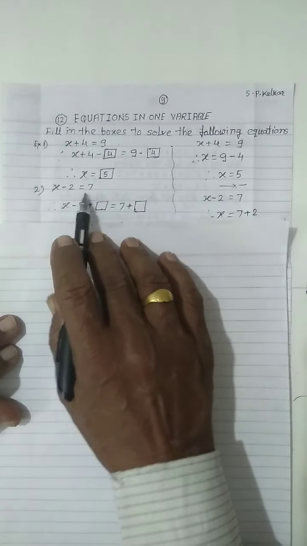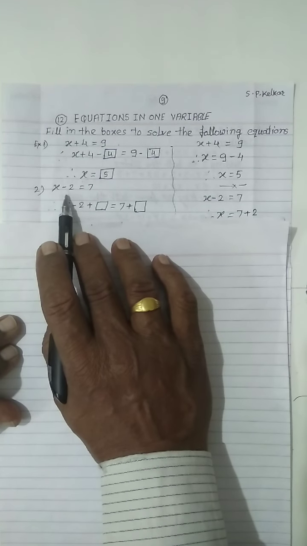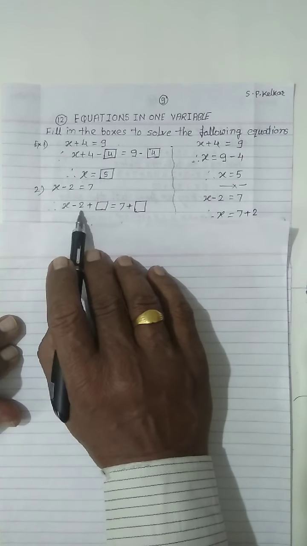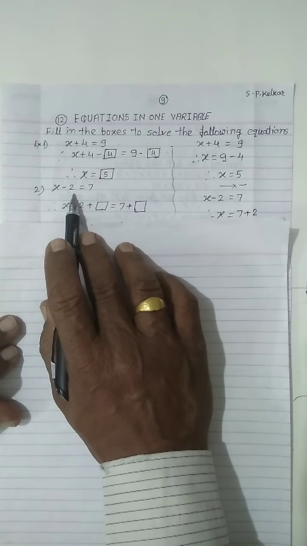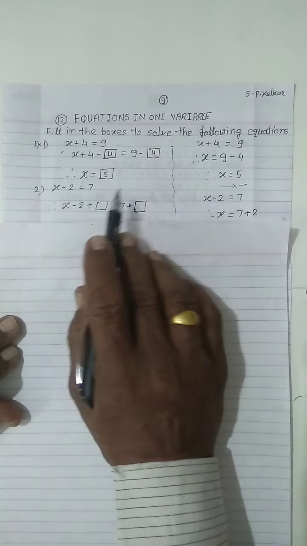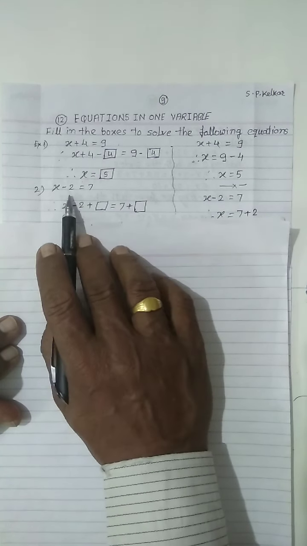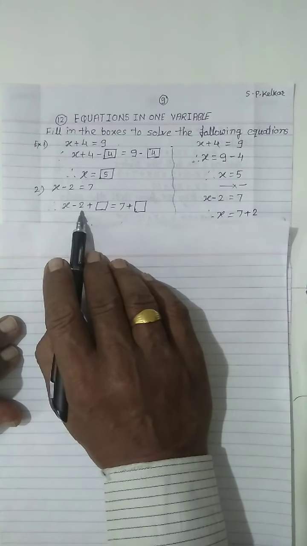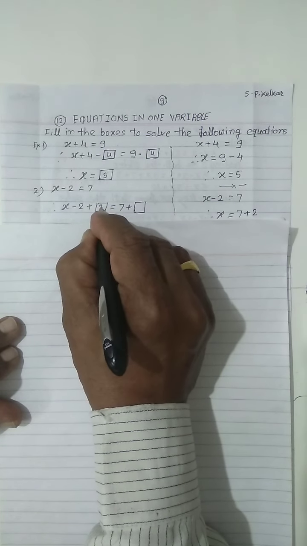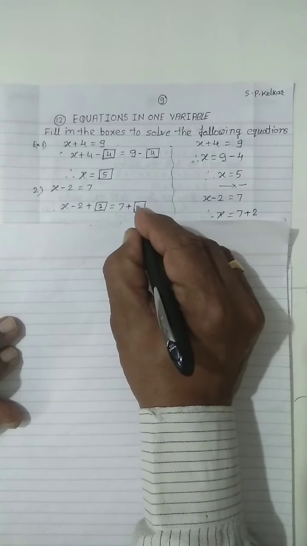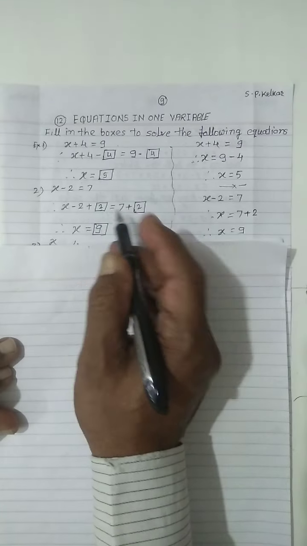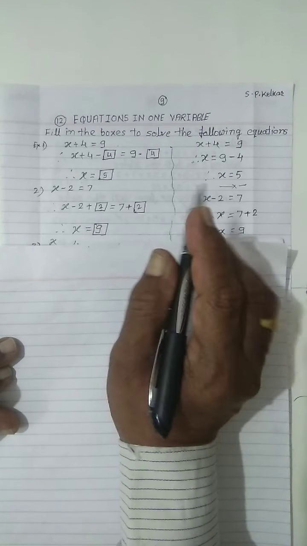Now see, x minus 2 equal to 7. Now on the left side we want to cancel this minus 2, so we add 2 on the left side. If we subtract 2, then minus 2 again gives minus 4, meaning this minus 2 is not cancelled, it increases. So we add 2 on the left side, and we must add the same number on the right side also, that is 2. Minus 2 plus 2 cancel, so x equal to 7 plus 2, means 9.